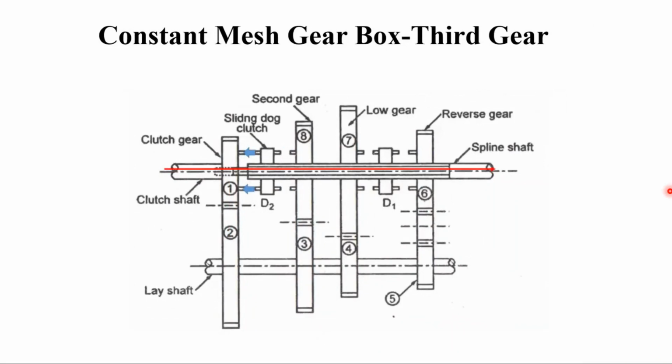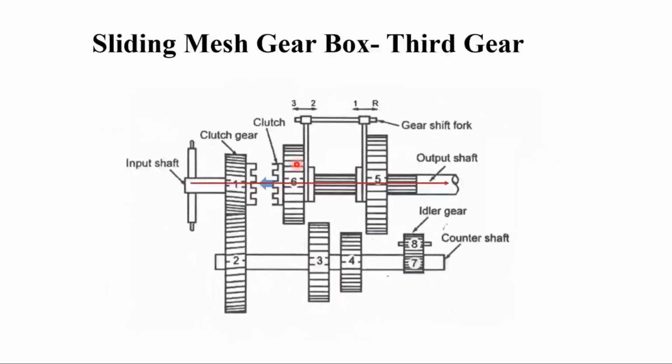And I told you this third gear is going to be the direct drive, where the input is connected to the output shaft. In this case, the sliding dog clutch will move towards left. Similarly, in the case of sliding mesh also, we have seen the gear will move towards left where the third gear is going to happen. Even in the sliding mesh, you can see the third one will move towards left. This will connect directly to the input shaft.